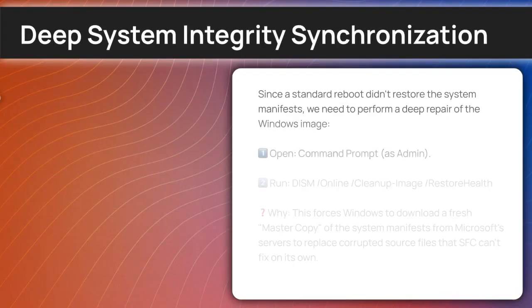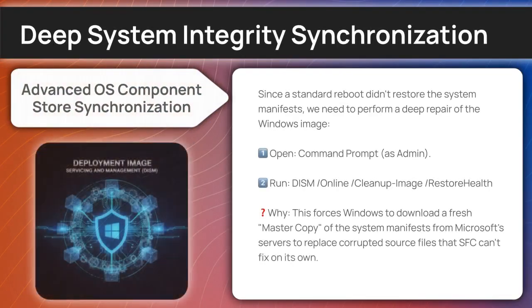If you're still stuck after the reboot, stay with me. We're going to try a more targeted approach now. You can pause the video whenever you need to follow along. Since a standard reboot didn't restore the system manifests, we need to perform a deep repair of the Windows image. First, open command prompt as admin. Second, you're going to type dism /online /cleanup-image /restorehealth, then hit enter.